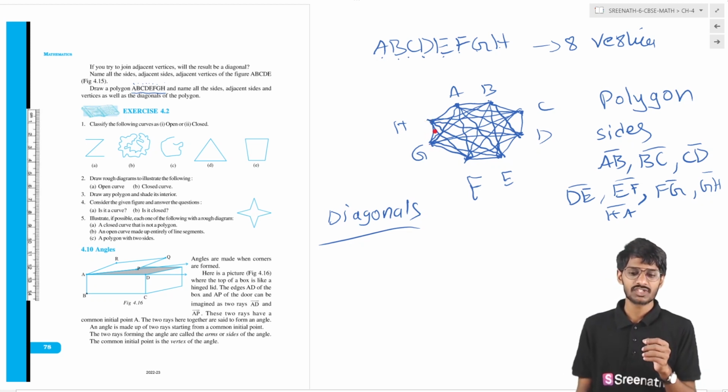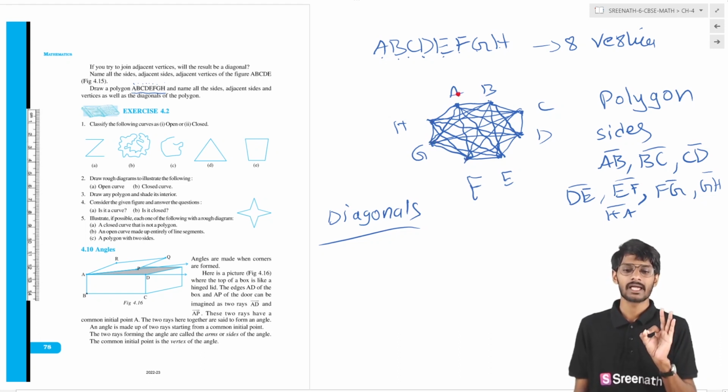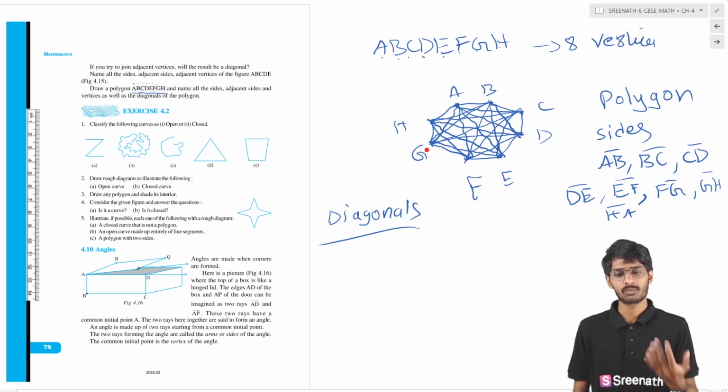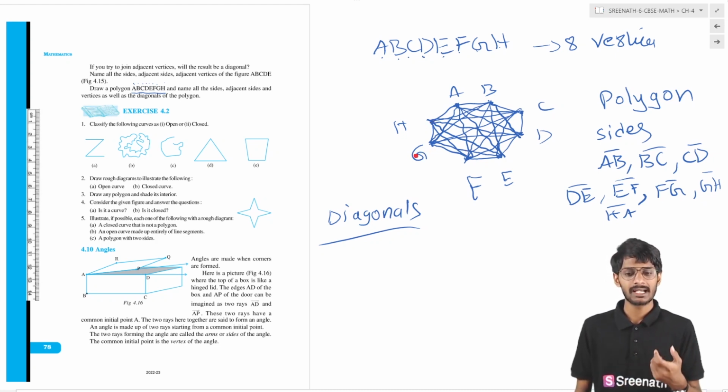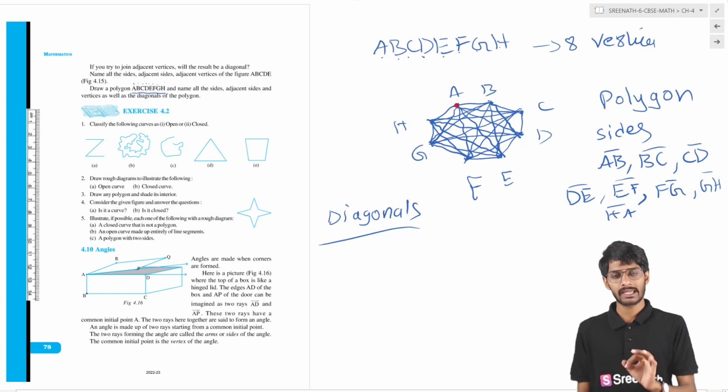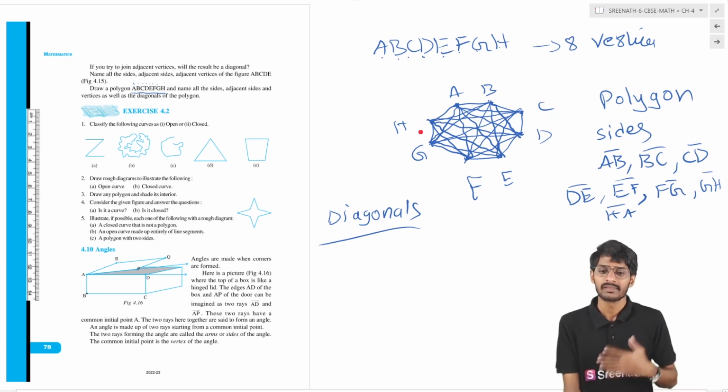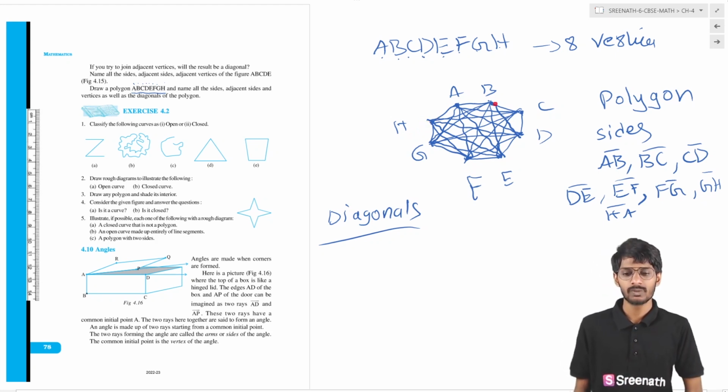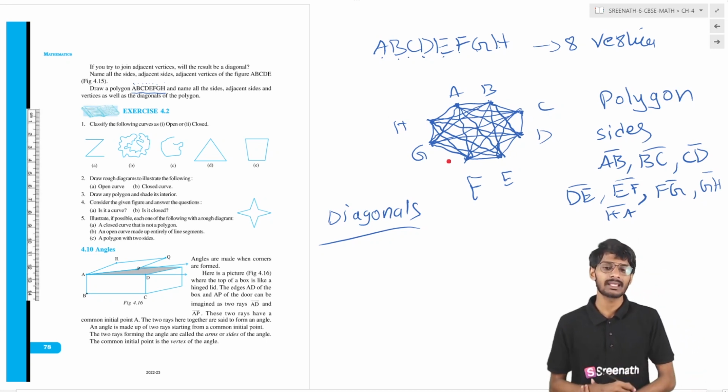Coming to G, H and F are adjacent, and the remaining are A, B, C, D, E. But if you observe, there are already diagonals to A, B, C, D and E. So we need not draw any more diagonals. Coming to H, A and G are adjacent, so we have to draw diagonals to the non-adjacent points, which means B, C, D, E, F. But if you clearly observe, there are already diagonals from H to B, H to C, H to D, H to E, H to F. So no need to draw any more diagonals.